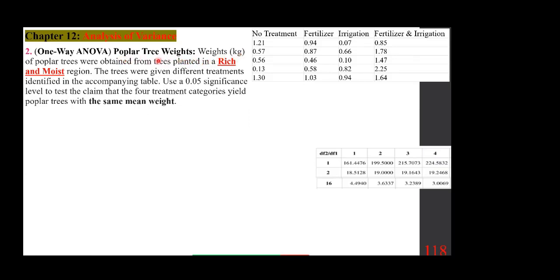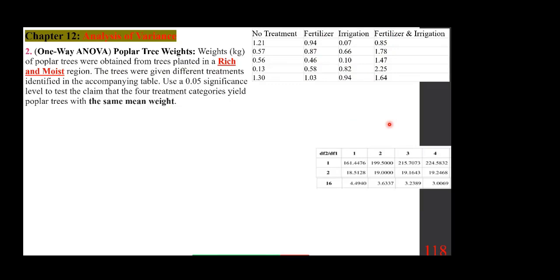Weights in kilograms of poplar trees were obtained from trees planted in a rich and moist region. The trees were given different treatments identified in the table. We want to use a 0.05 significance level to test the claim that the four treatment categories give us the same mean weight. So we have no treatments, fertilizer, irrigation, both fertilizer and irrigation.